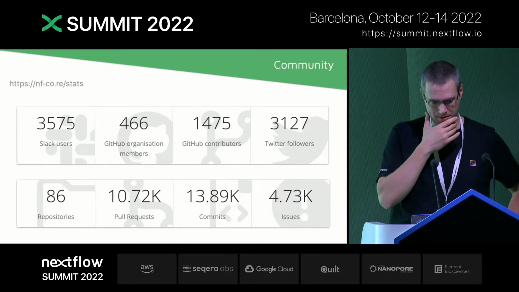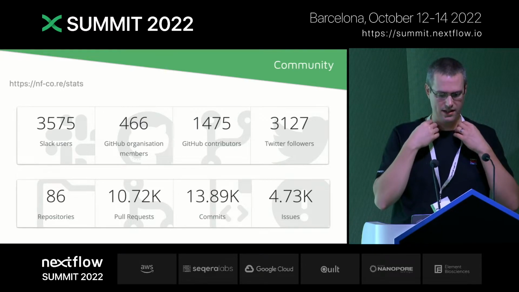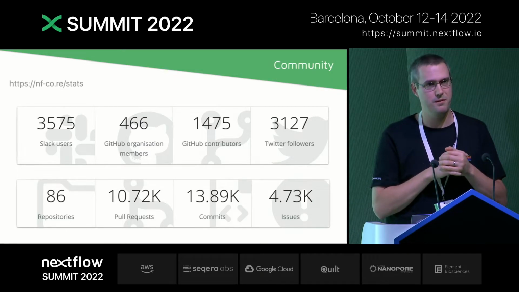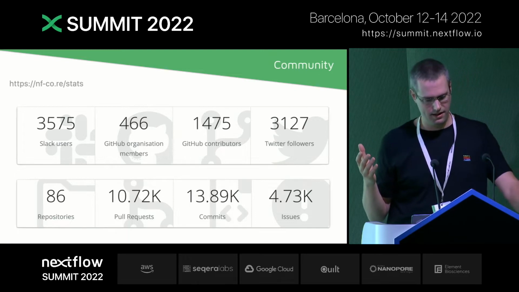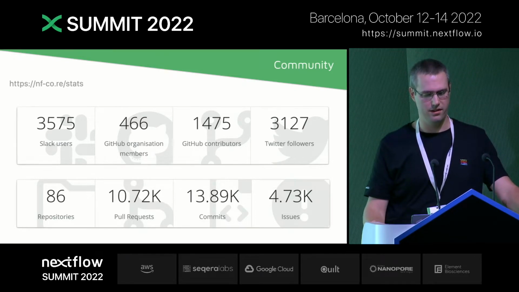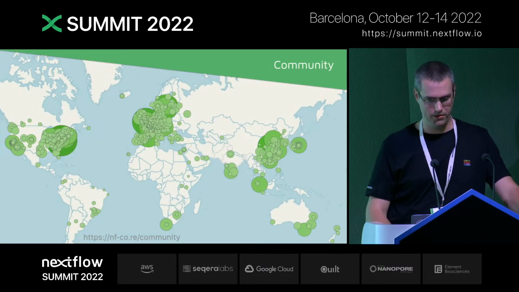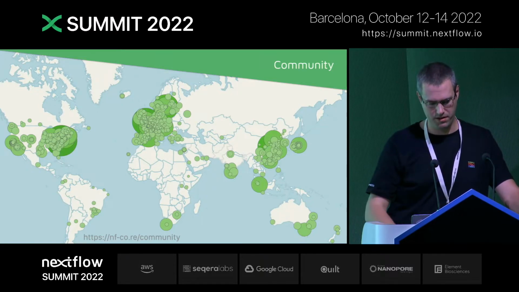And just to put some of that into numbers, we're in the thousands of Slack users now and on Twitter. We have thousands of GitHub contributors, whether that contribution might be through fixing bugs and committing code, or just making issues and reporting things. And yeah, tens of thousands of pull requests and commits. That blows my mind. And we're all over the world, pretty much. There's some places we'd like to have better presence for sure, but mostly where people are working with genomics, we have some presence.